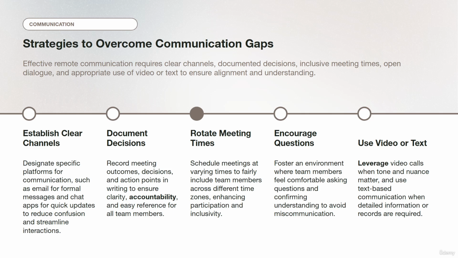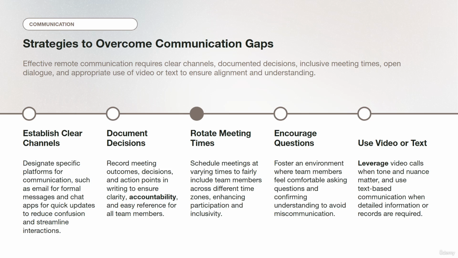Obviously, there are a lot of platforms that will allow us to use video and or text: video calls when tone and nuance matter, and text-based communication when detailed information or records are required. So for example, if you were giving feedback to a member of your staff, it'd be better to do that via video. You can choose both your words and your tone appropriately. Whereas if you are giving a sequence of operations list, like 20 bullet points, a sequence to follow in order to do a particular process, tone doesn't really come into that.